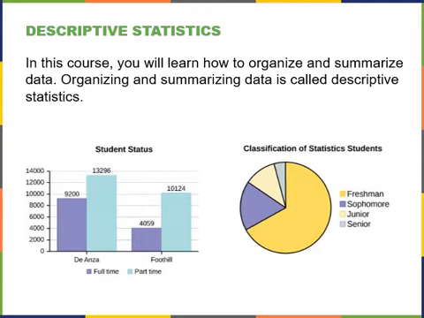For example, on the left chart here, we see our student status of students that are full-time and part-time at two different colleges. And it's pretty easy to see that there are more part-time students at De Anza College versus Foothill College, for example, percentage-wise, and also the total number. On the pie chart to the right, you can see that it's pretty easy to see that most of the statistics students are freshmen.